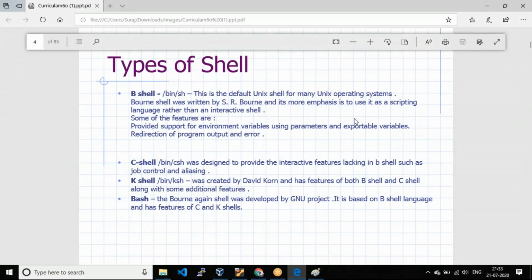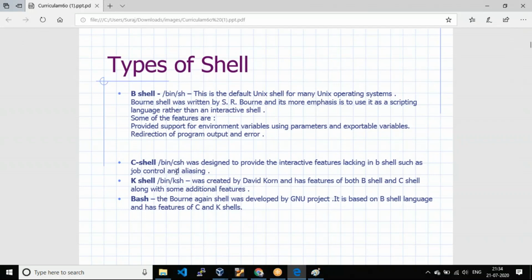Types of shells: B shell, C shell, K shell, and bash. So B, C, and K are the older versions of shells. They were used in the 70s, 80s, and 90s, so these are very old. Right now we are using the bash shell. Bash is the advanced and latest shell, so it has the upper hand over these shells, and it provides more features than C and K. That's why we are using the bash shell.